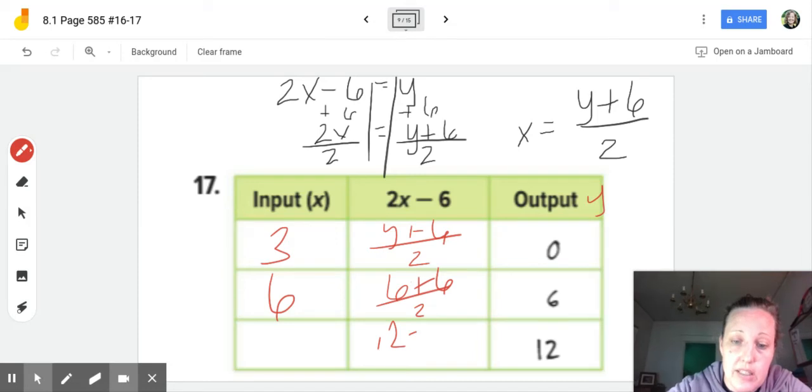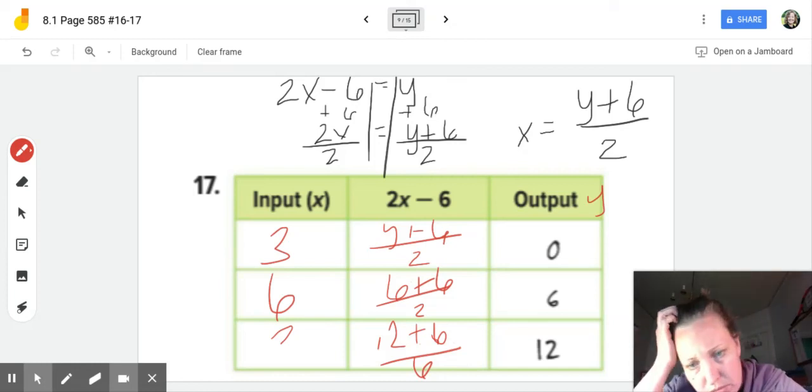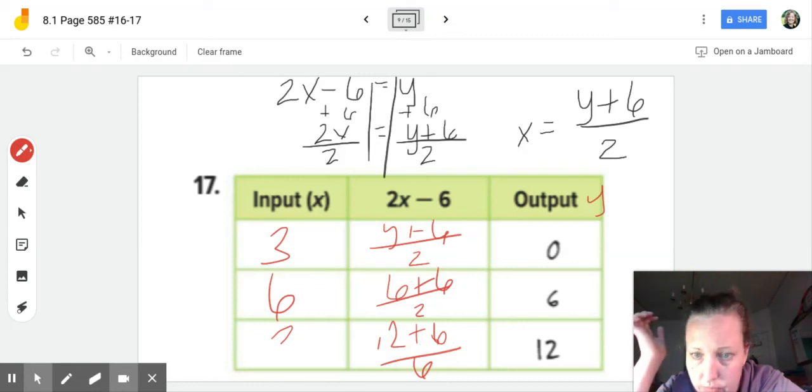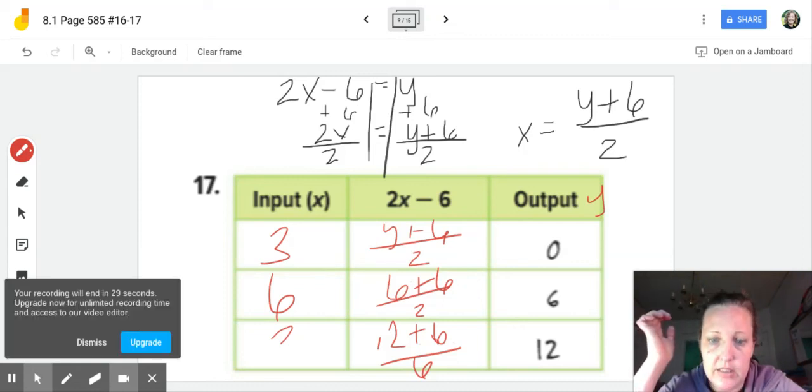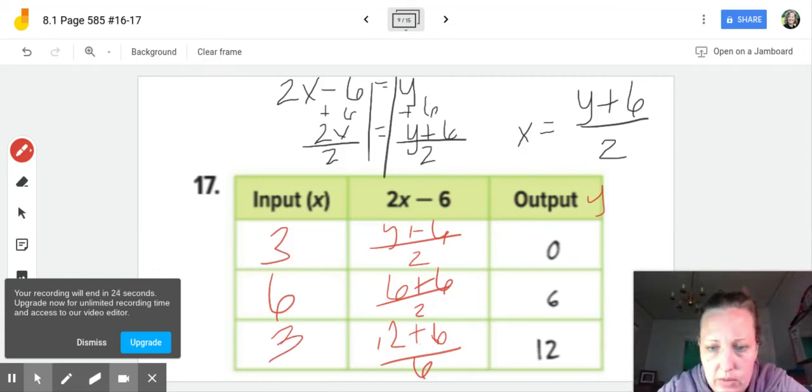12 plus 6 divided by 6. That's 18 divided by 6 is, what did I do wrong? 12 is my y, plus 6. 18 divided by 6 is 3. That can't be. What did I do wrong up top? 3 times 2. No. Okay, my brain is farting.